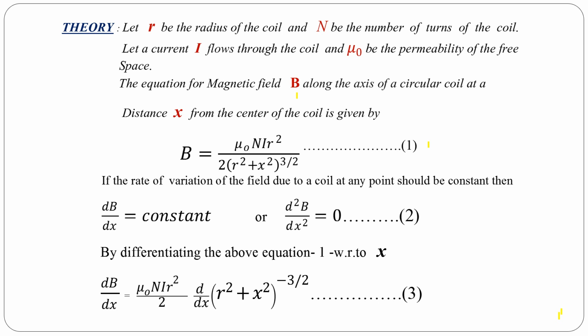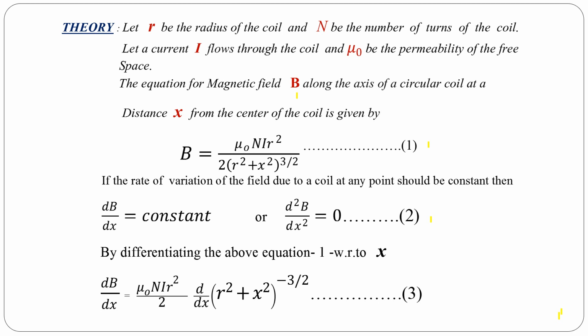If rate of variation of the magnetic field due to a coil at any point should be constant, then we say it as dB by dx is equal to constant. If dB by dx has to be constant, then the derivative of dB by dx, that is d square B by dx square, must be equal to 0. This is taken as equation 2.